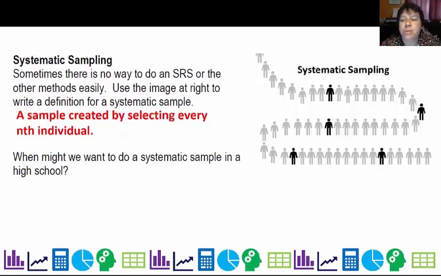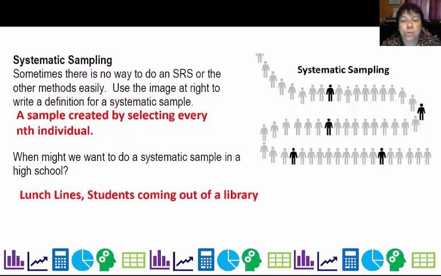When might we want to do a systematic sample in a high school? Well, lunch lines are a perfect example. You can also get students coming in and out of a certain area, so the library would be a great place to do a systematic sample. Now, how do we do it? Where's the randomization involved? Because if I say every 10th, doesn't that automatically tell me who I'm sampling? Well, there's still something we can randomize.